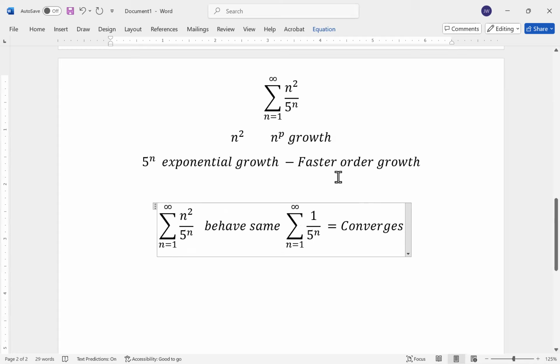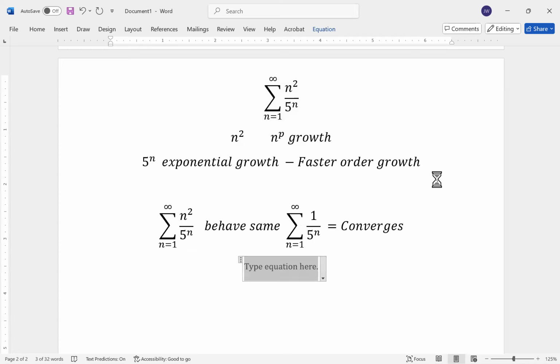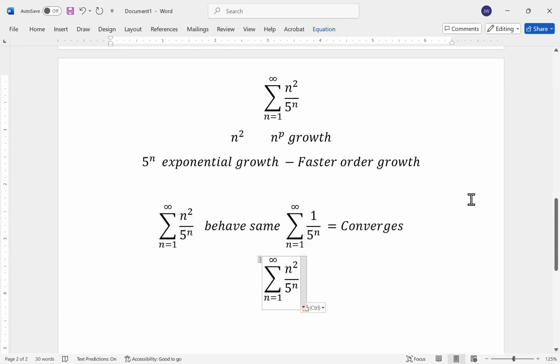Another way to say that is that the faster growth is in the denominator. The faster order of growth is in the denominator. So my fractions are going to go to 0 very quickly, and therefore the entire infinite series converges. So that's another way to say that.